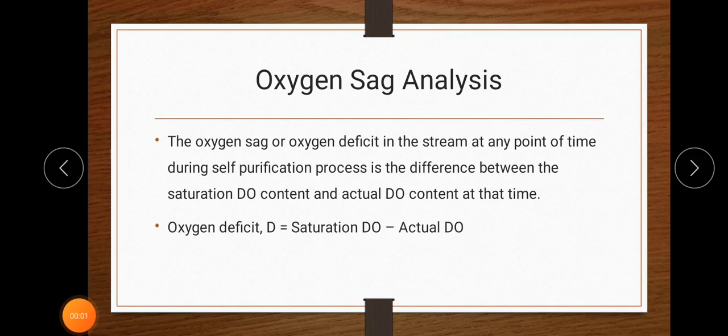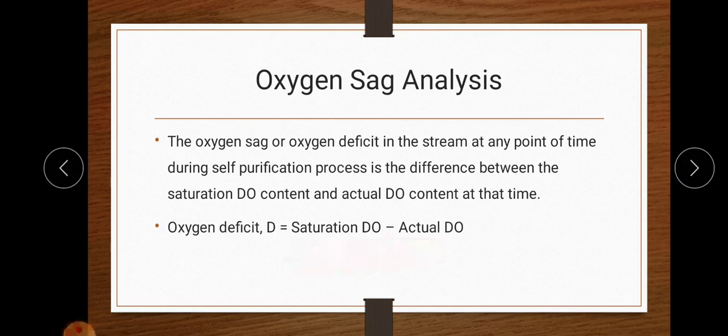Next topic is oxygen sag analysis. The oxygen sag or oxygen deficit in the stream at any point of time during the self-purification process is the difference between the actual dissolved oxygen content of water at that time and the saturation dissolved oxygen content at the water temperature. That is, oxygen deficit D is equal to saturation dissolved oxygen content minus actual dissolved oxygen content. In order to maintain clean condition in a river stream, the oxygen deficit must be nil, must be zero.